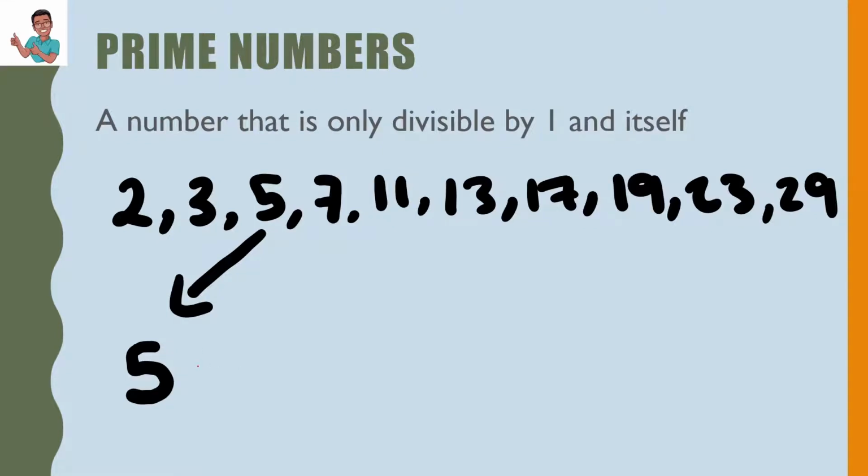Okay. The factors for 5 are 1 and 5. That is it. 5 divided by 1 gives 5. 5 divided by 5 gives 1. 5 is only divisible by 1 and itself.